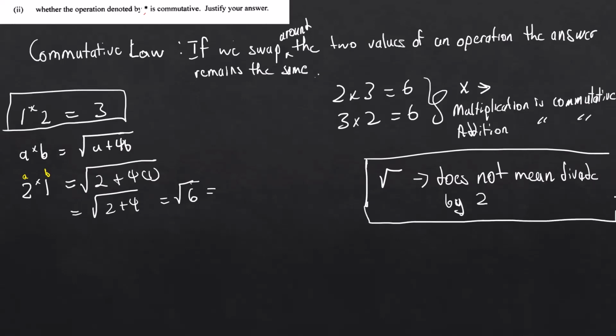And I keep reminding you guys, don't ever do this, because it will catch you off guard. It even catches people that have been doing maths for a while off guard. It's about 2.44, it's not 3. And these two answers are not the same. So what can we say the answer would be, whether the operation is commutative or not? It's not commutative.